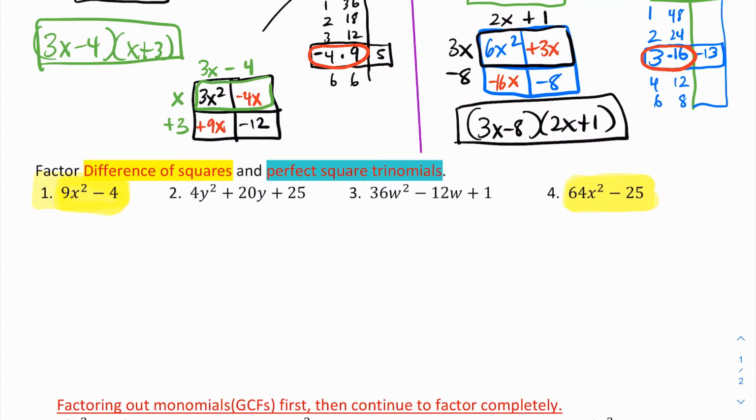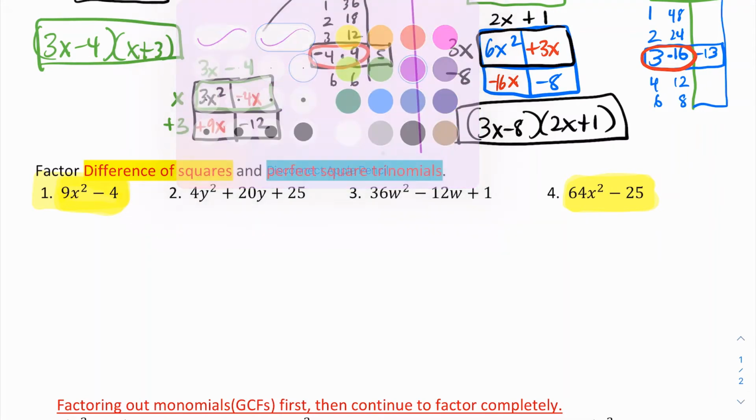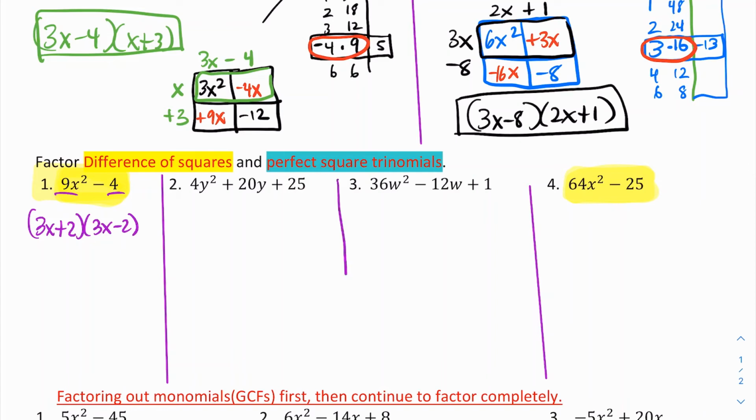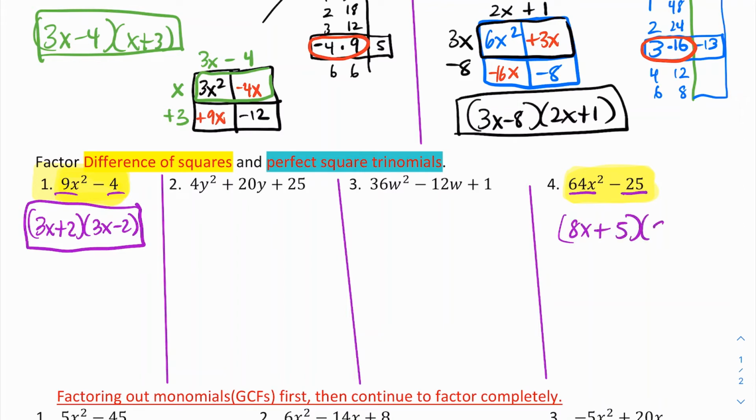So when you have a difference of squares, you're basically going to have one plus and one minus, and they're going to be the square root of both of these numbers. So you're going to have 3x plus 2 and 3x minus 2. And that's it. You don't have to show any work for these. And then in this case, you have the square root of the 64, which is 8x, and the square root of 25, so 8x plus 5 and 8x minus 5. So as long as they're both perfect squares, you can just factor them in a one-step process, and then that's it.